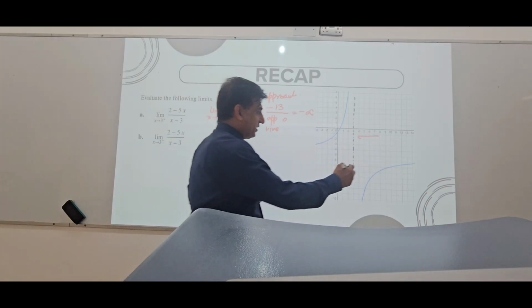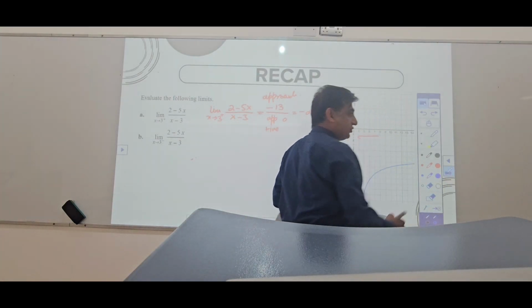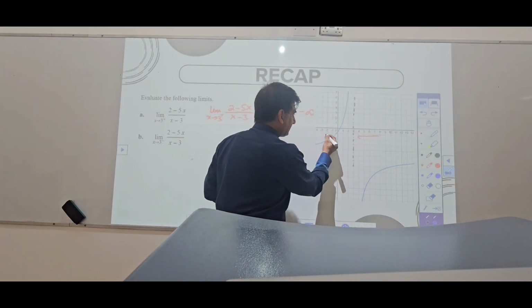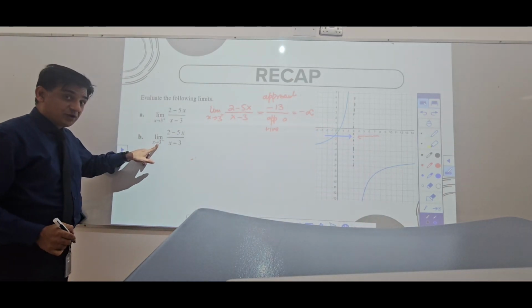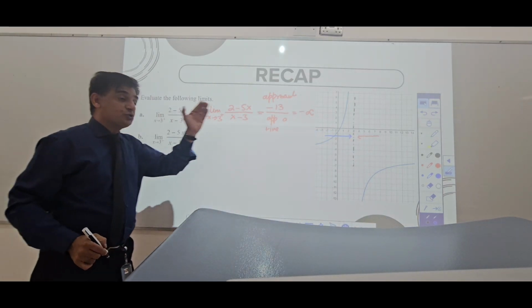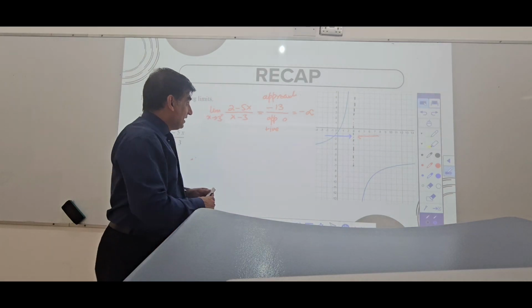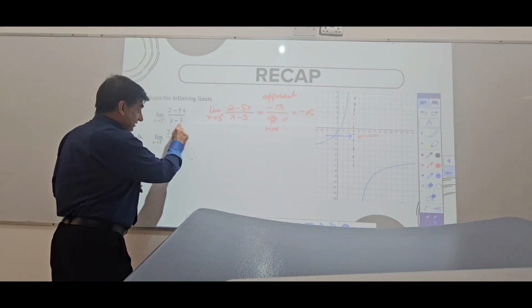Look at the second one. For the second one, I'm going to use a different color. This time x is going to approach 3 from the negative side, as it says here. So we are going to see that when x approaches 3 from the negative side, where is this y going to go?